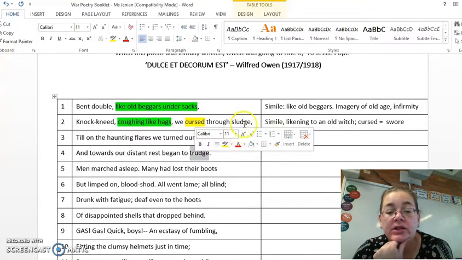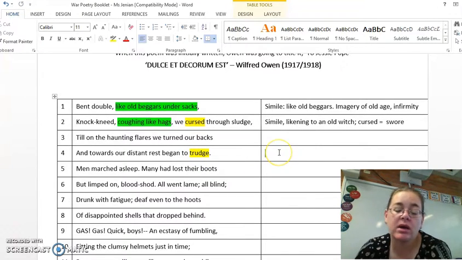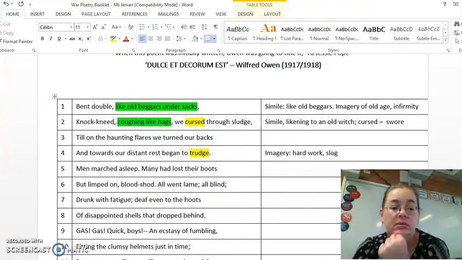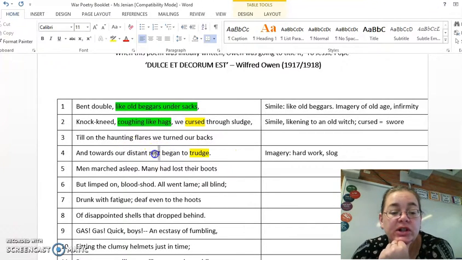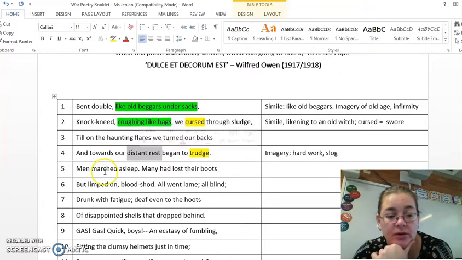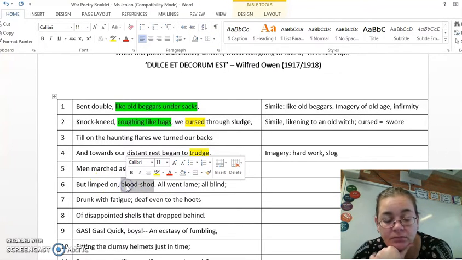So again, trudge. Trudge is one of those words that makes you think about hard work. It's that kind of imagery. Imagery. Hard work. Slog. And they're trudging to their distant rest. So they're not even close to finishing their march or wherever they're going to. Men march to sleep, that's how tired they are. Many had lost their boots, but limped on bloodshod. So the only thing they're wearing on their feet is blood.